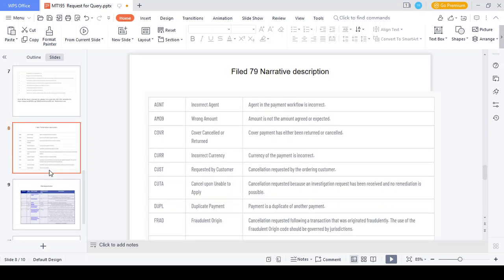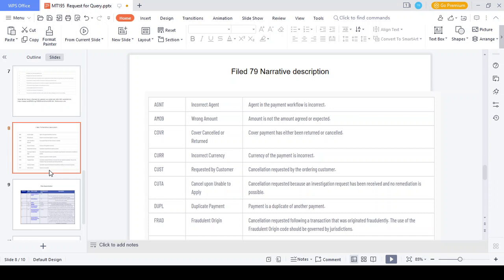As I already said, you can raise either a query or a narrative. Field 79 AGNT: you can check whether the agent account is correct or not. AM09: whether the amount format is correct, the ISO standard format. Suppose in India it's 100.15; you cannot do 100.500, because only 2 decimals are accepted for Indian currency. Also cover cancelled or returned, and incorrect currency. Whenever you mention the currency code, it should be the correct currency code.